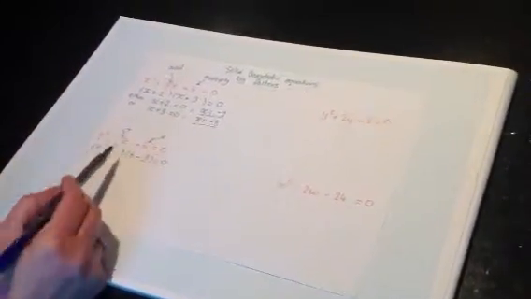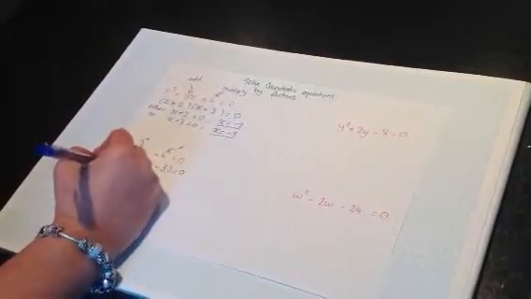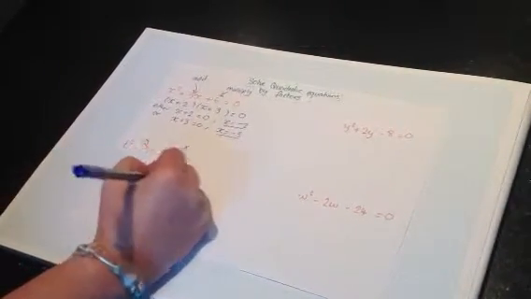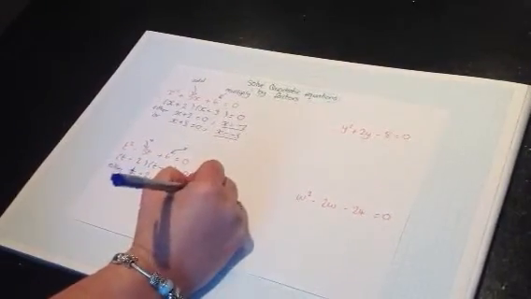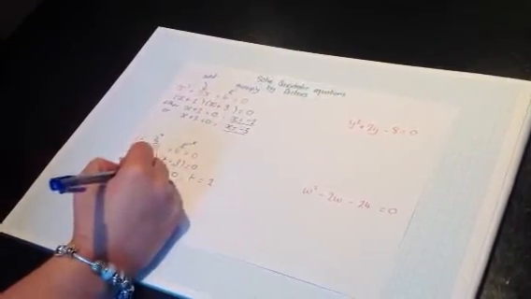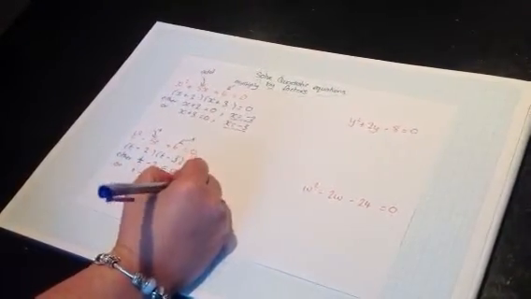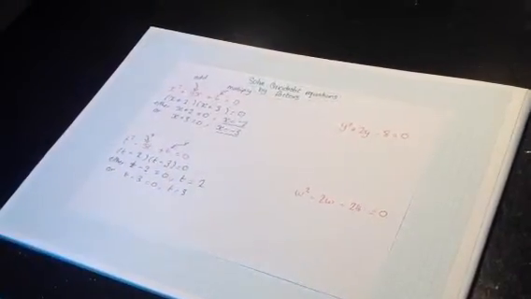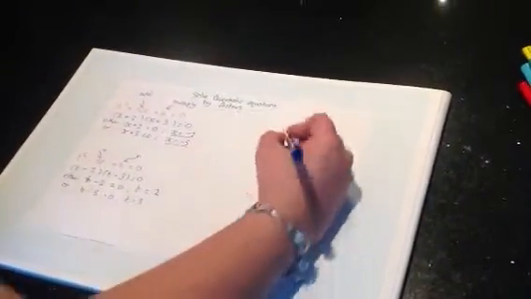So, as before, if these two brackets multiply together give me 0, then either the first bracket, t minus 2, is equal to 0, therefore t must be equal to 2, since 2 take away 2 is 0, or t minus 3 is equal to 0, therefore t must be equal to 3, since 3 take away 3 equals 0.